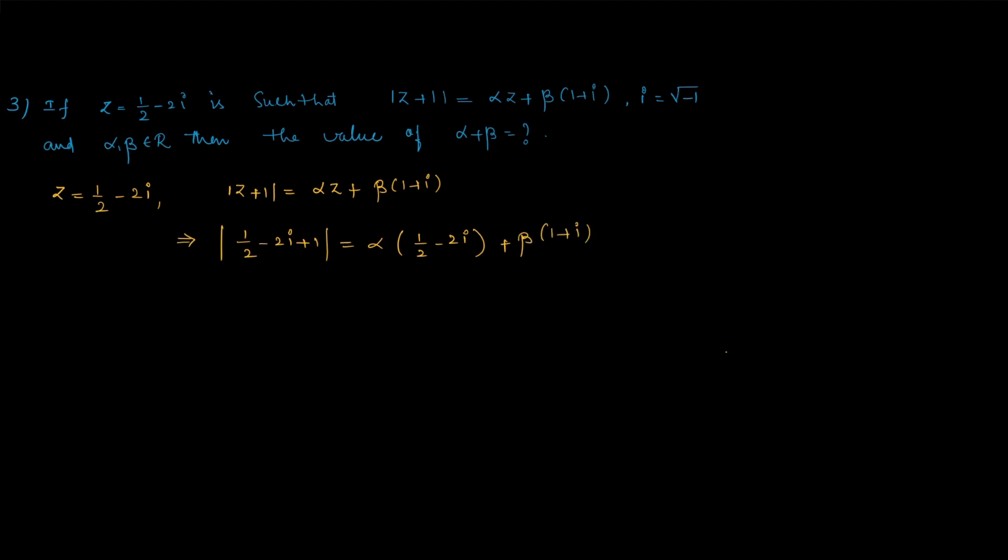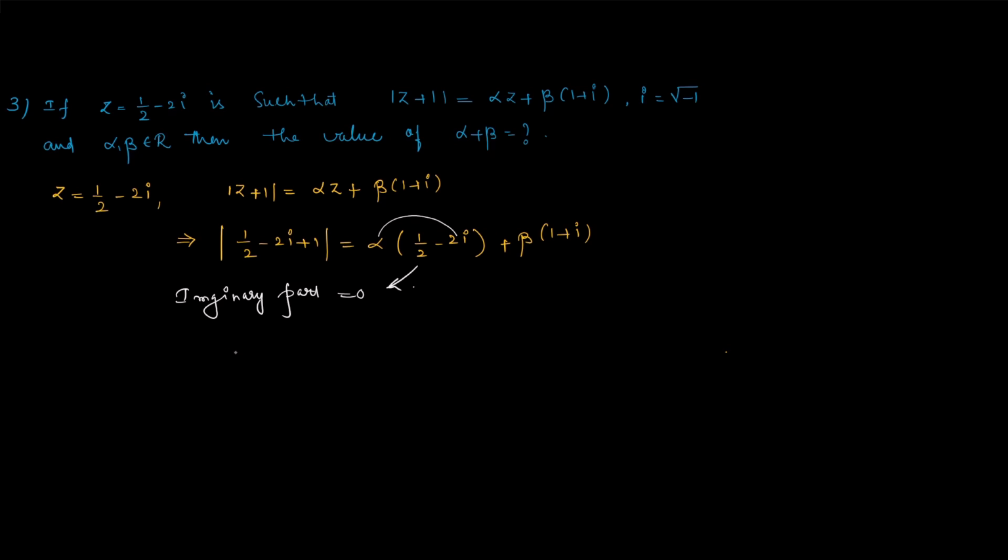Now once you observe, in the left hand side, what you are seeing is totally a modulus of a complex number. Modulus of a complex number is always real. Real means the imaginary part is 0. So the right hand side also should have imaginary part 0. Imaginary part of the right hand side should be 0. So what is the imaginary part you get?